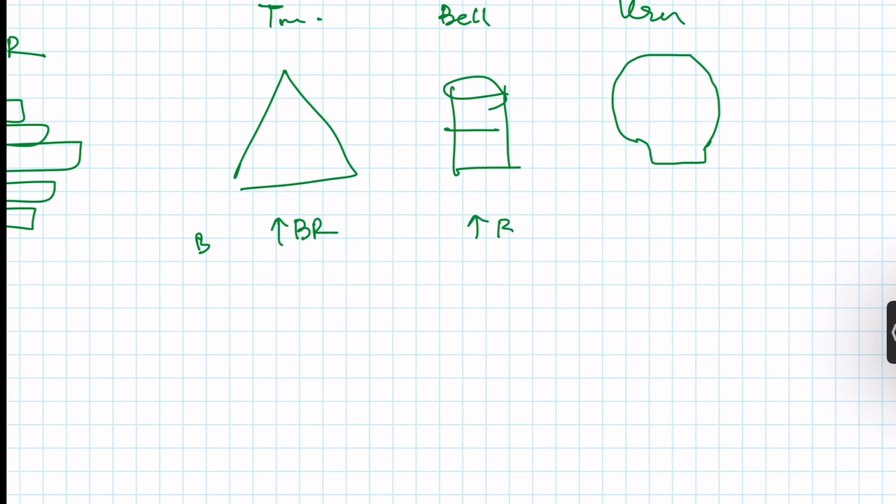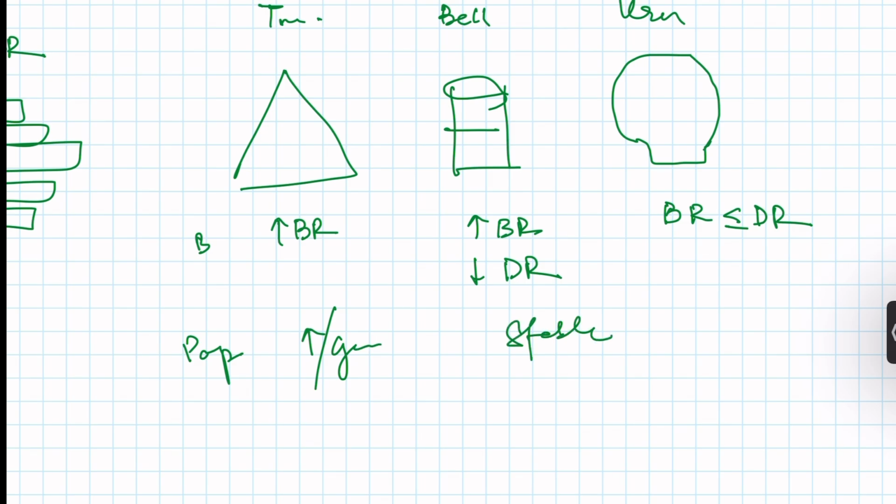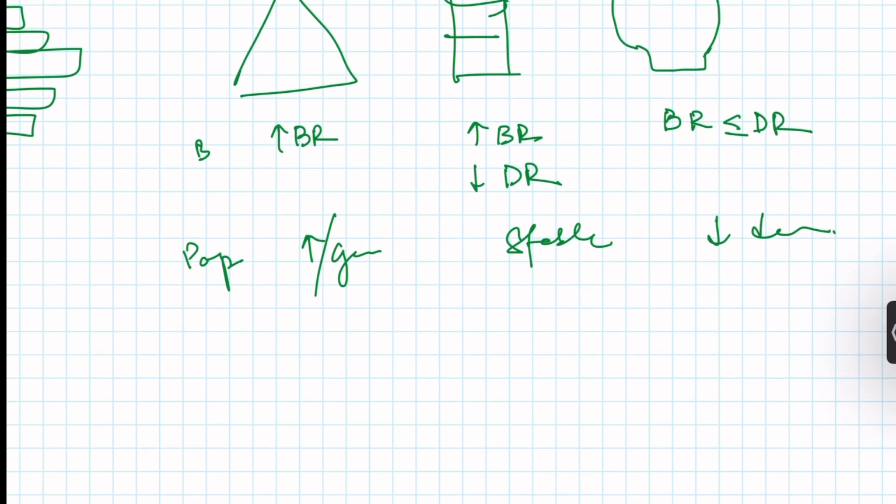In the triangular shape, the birth rate is high. In bell shaped, birth rate is high and there is a decrease in the death rate, and in the urn shaped, the birth rate is less than or equal to the death rate. What is happening to the population? Here it is high, growing; here it is stable; and here it is declining. Okay, so this is about the population pyramid based on the shape.